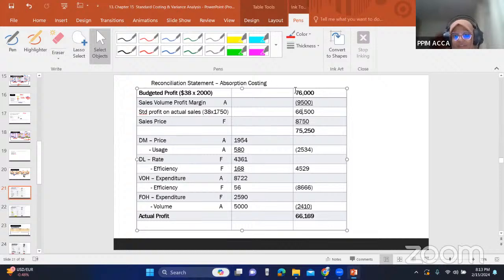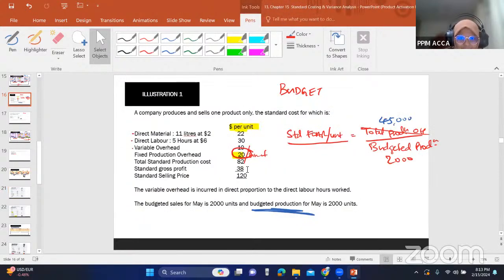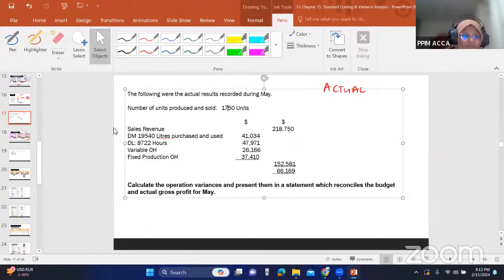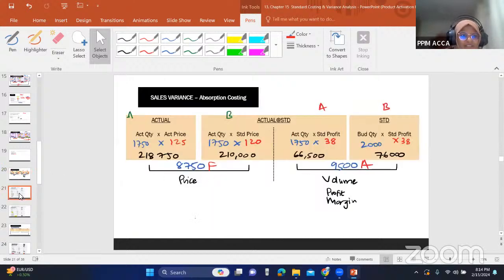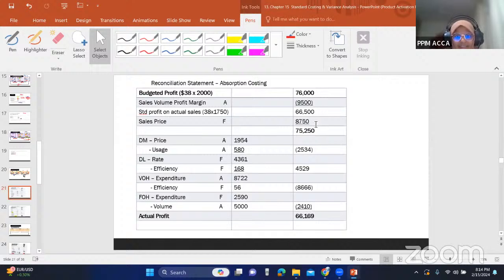Instead of getting it as a total, there is a way to calculate it also. Get the standard profit, which is 38, and multiply it with the actual sales. The actual sales was not 2,000, it was 1,750. So 38 into 1,750 is 66,500. Then we put the second sales variance, the sales price variance, which was 8,750, and we add it to the standard profit on actual sales. You get a total here, 75,250.